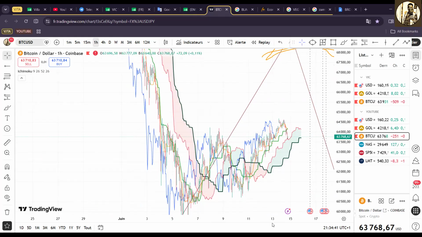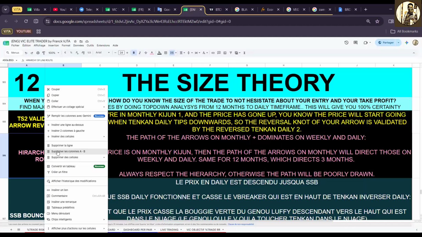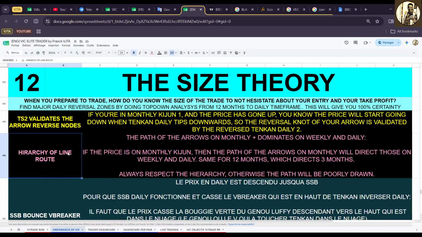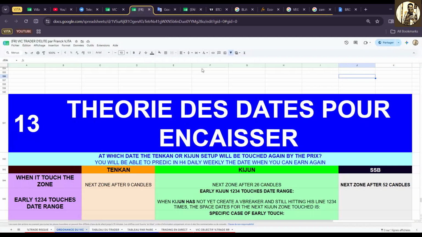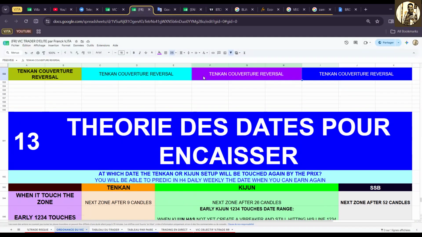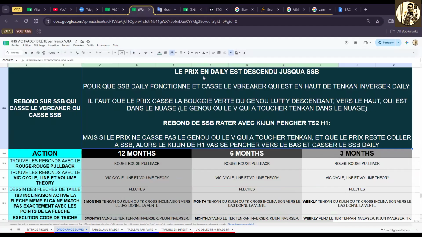So let's go now to the next element, the hierarchy of lines. Let me try to check it. The hierarchy.